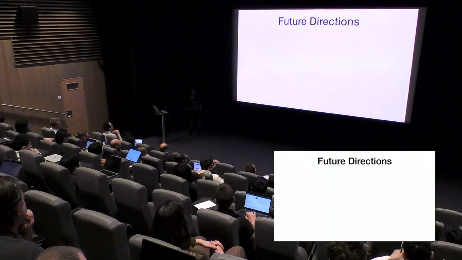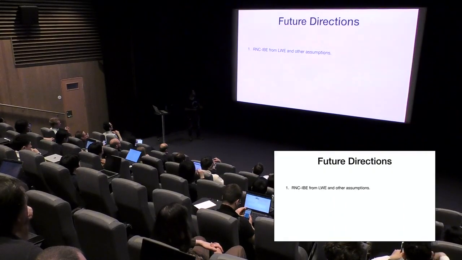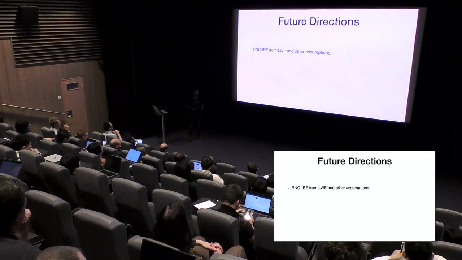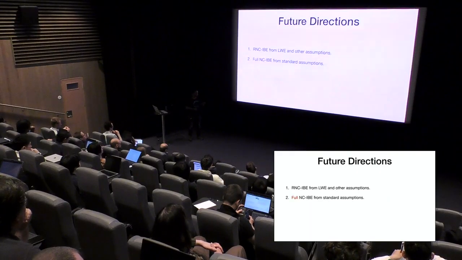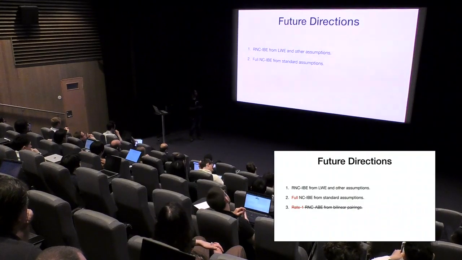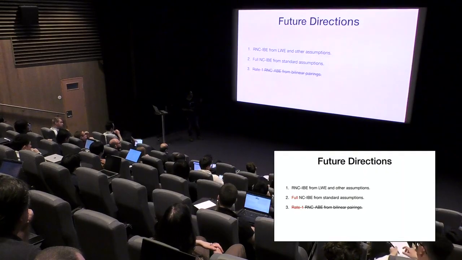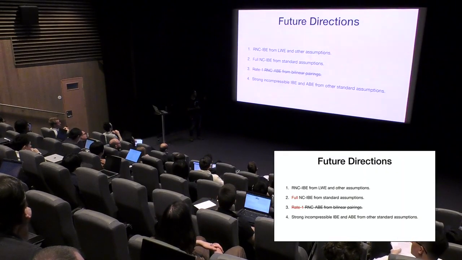So with this, I'm going to conclude my talk. The question is whether we can get NCIB from LWE or other assumptions. As I mentioned, our work does not handle randomness. So maybe whether we can get full NC from standard assumptions, even from IO, would be a good work. Then rate-1 NC AB from bilinear pairings. This is being done by us, so no hopes for that.